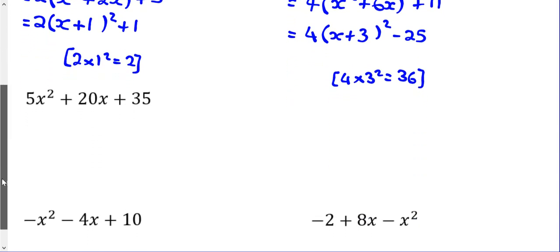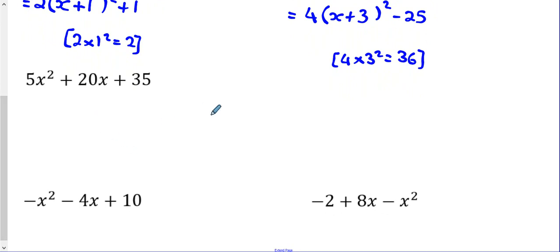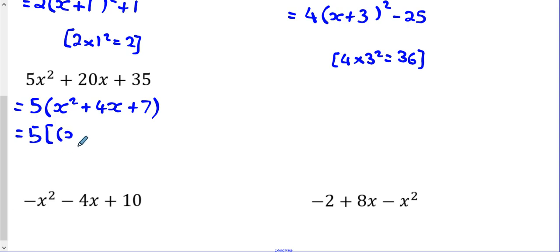Now this next one, I'm going to do slightly differently. I could do it in exactly the same way, but because this is a 5 now, and 5 goes into all 3 terms, I'm going to show you that you can do it by factorising the 5 out of all 3. So, factorising that. And now I'm going to complete the square on what's inside the bracket, which is more like the ones from the very start. So we're going to get a bracket within a bracket.